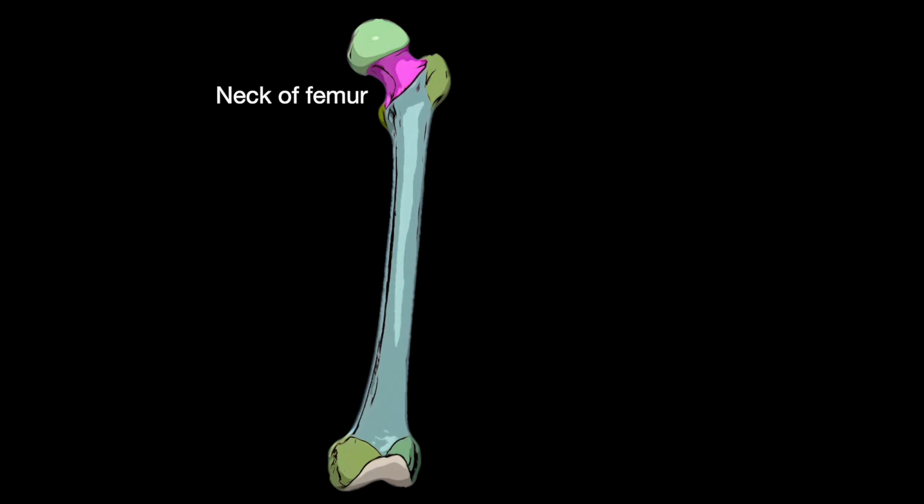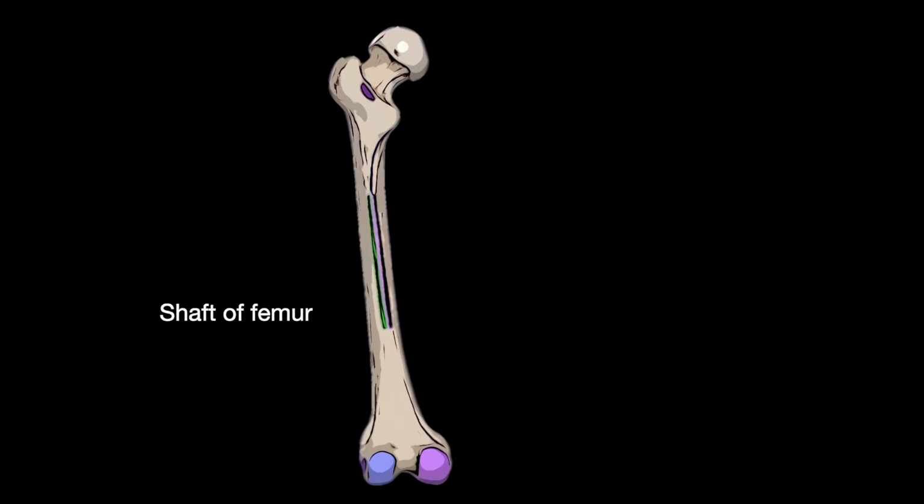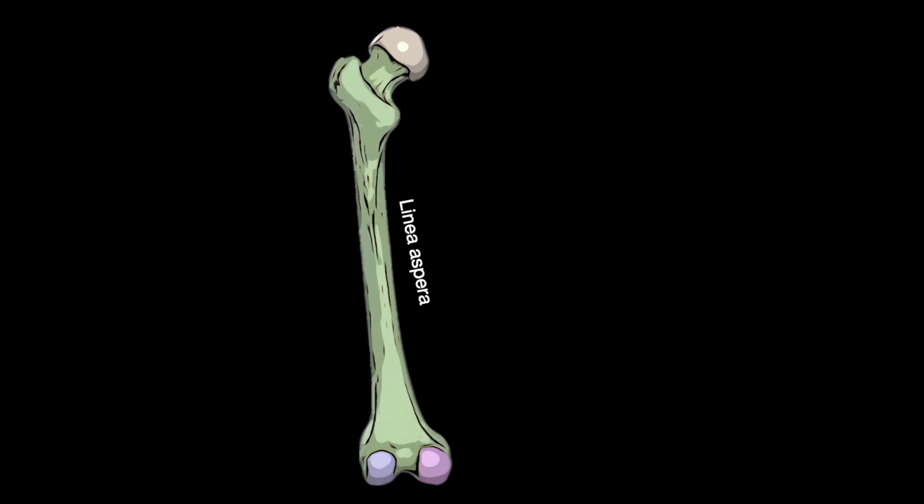Most of the blood supply to the head runs along the surface of the neck, and therefore injury here can lead to avascular necrosis of the head. The shaft of the femur is a tubular body that is slightly twisted and curved. Along the length of the shaft of the femur, posteriorly, is a landmark feature called the linea aspera.